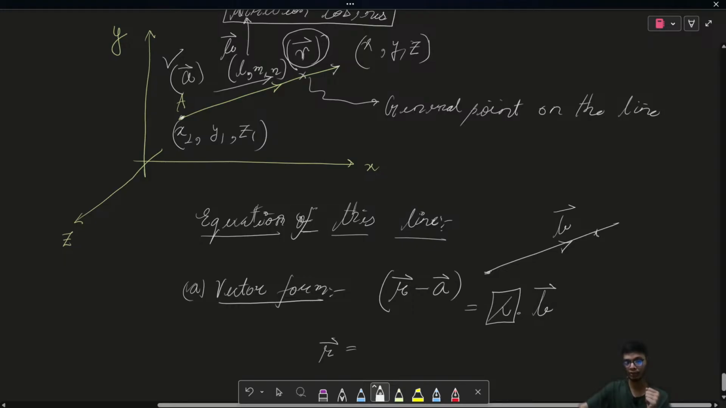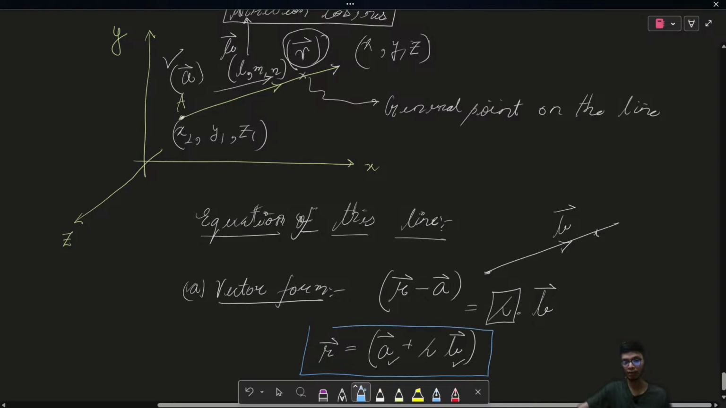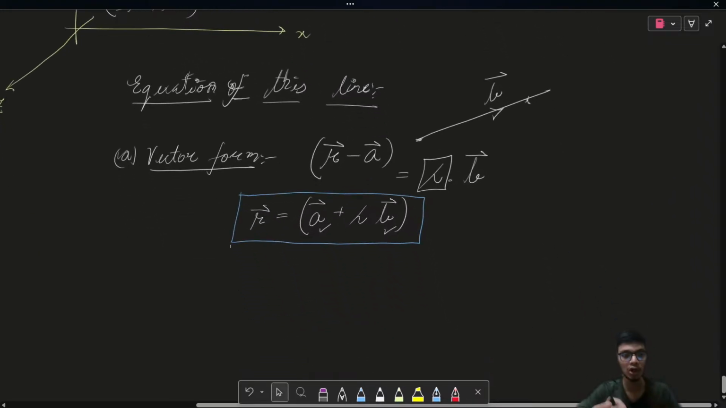So from here I can write my unknown, that is r vector, in terms of the known vectors: r vector equals a vector plus lambda times b vector. We know a vector, we know b vector, and lambda is the variable parameter which can be varied to obtain different r's. Therefore this forms the general equation of a straight line in space in the form of a vector equation. This way of writing denotes the vector equation of a straight line in space.